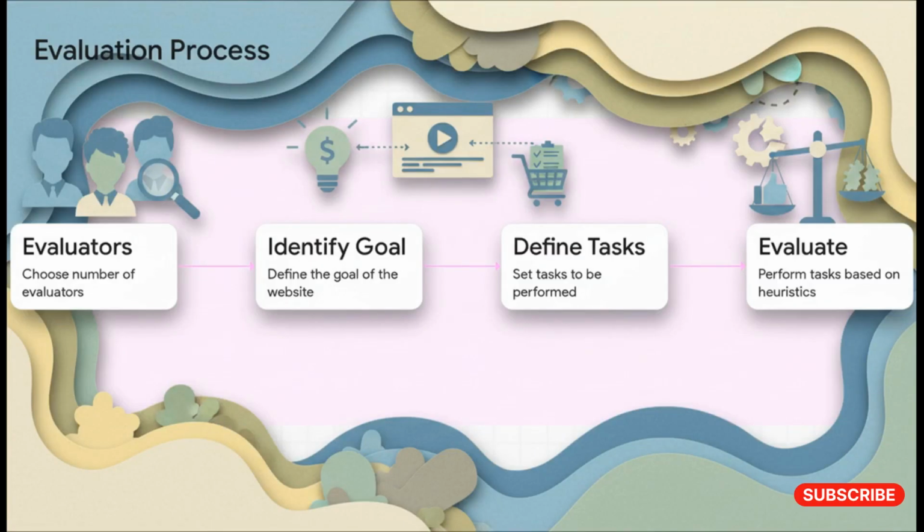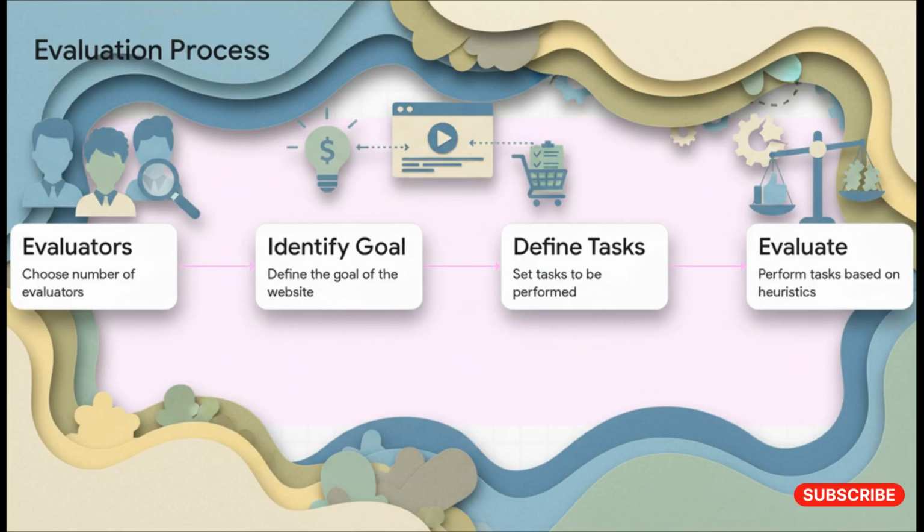First off, you choose your evaluators, which is usually a small group of experts. Second, you identify and define the main goal of the website or app. Third, you define a specific set of tasks for those evaluators to actually perform, something like, say, adding an item to a shopping cart. And finally, you just perform the evaluation, judging absolutely every step against those heuristics.